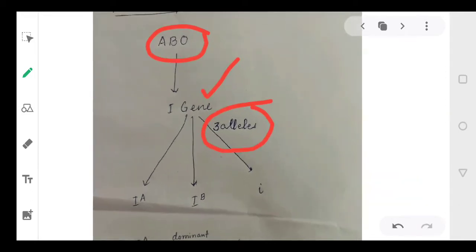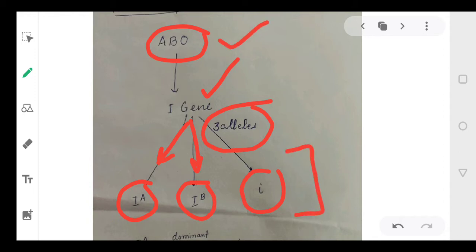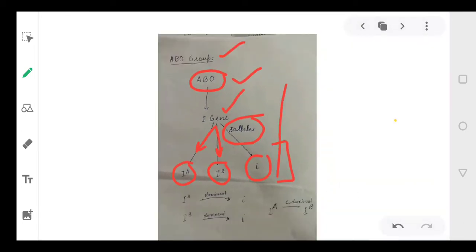Let's talk about those three alleles. One is IA, one is IB, and the third is i. So here, one gene has three alleles. And these three alleles control the blood group system, right? So these three alleles together are called multiple alleles.